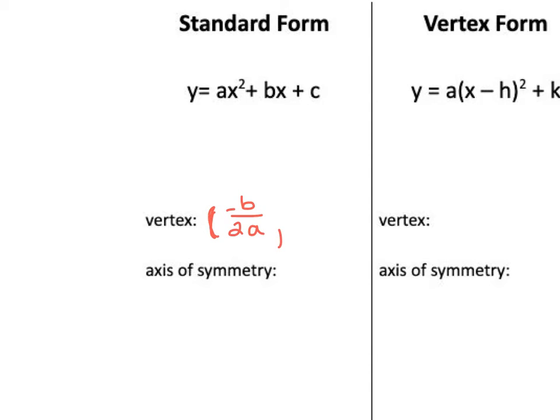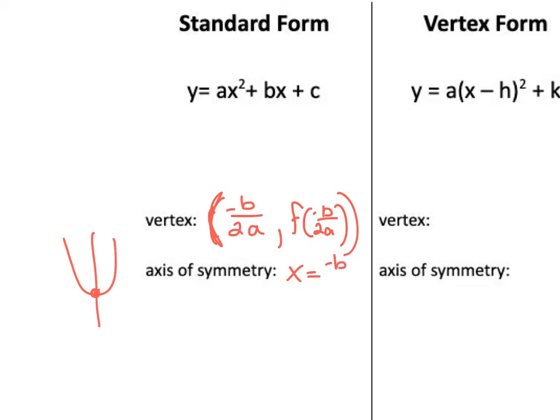And once you have that x value, you're just going to plug that back into your function. So I'm going to write that as f of negative b over 2a. Okay, so you find x, plug in to get y. Your axis of symmetry, again, is your vertical line through the vertex. So that's going to be in the form of x equals, well, whatever that x value is that you just found, x equals negative b over 2a.